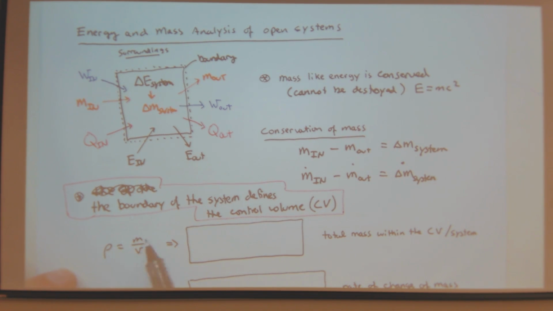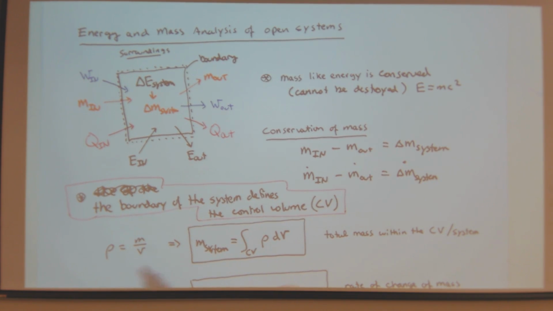So rho equals m over V. That's just density. From this, I can rewrite the mass of my system equals an integral over my control volume, rho dV. So move V over here, put it in integral form, take the integral. This represents the mass of the system, the total mass within the control volume.